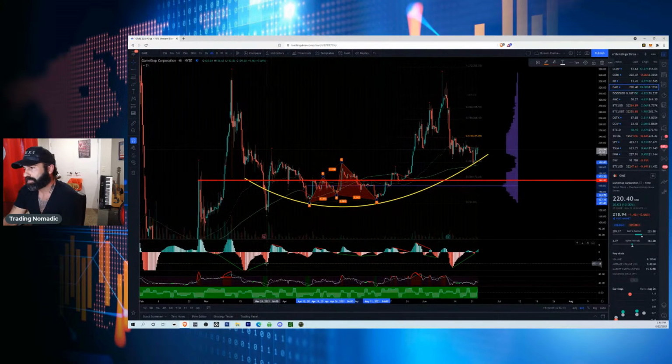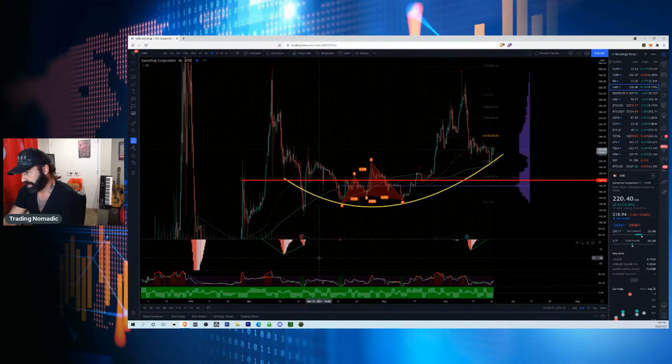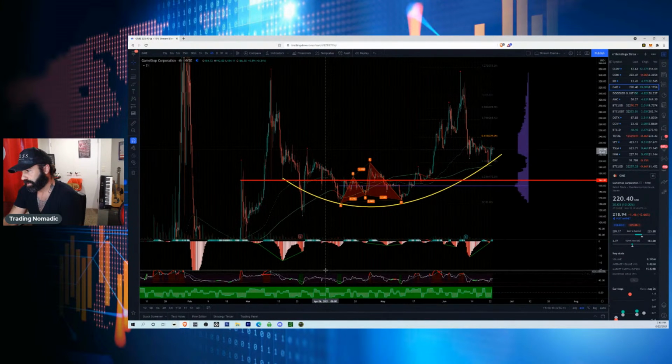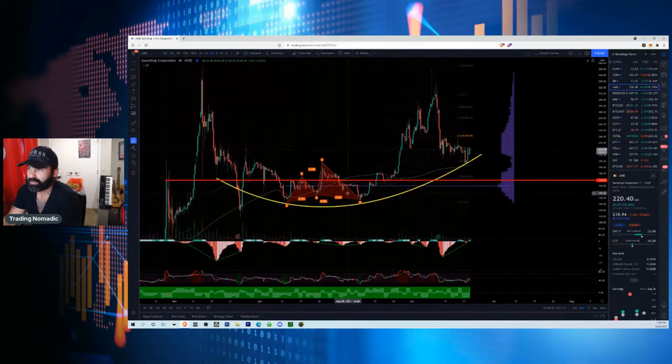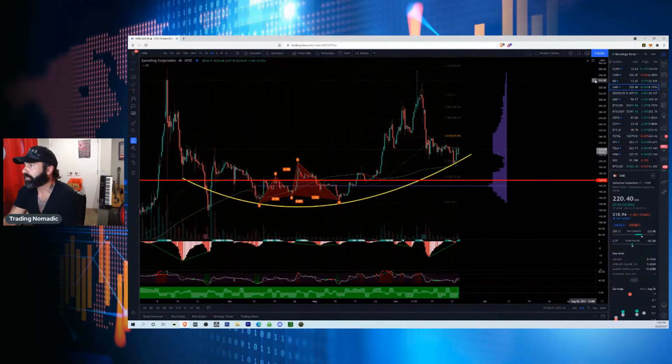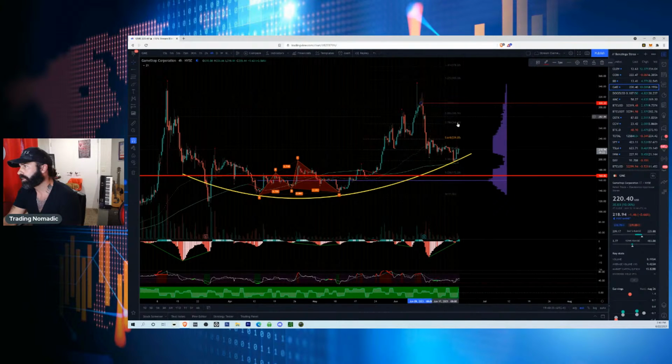At the same time, I believe there was divergence somewhere we pointed out. Was it right here? Regardless, we had this momentum shifting structure. This is where we took our trade. We ended up peaking up here, at least close at 308.